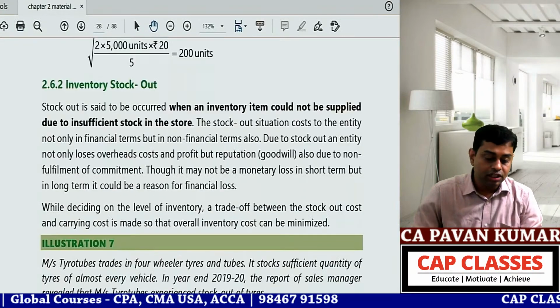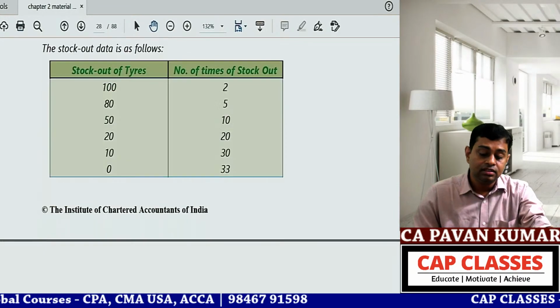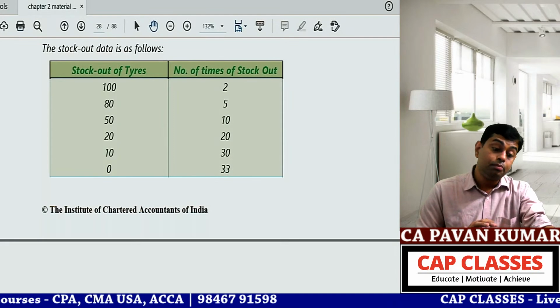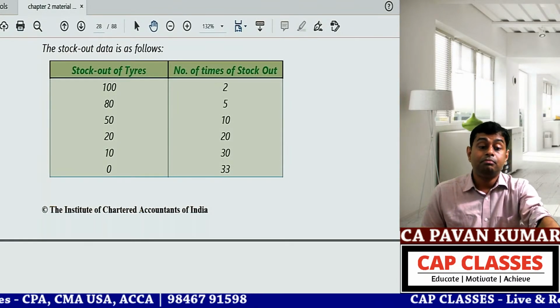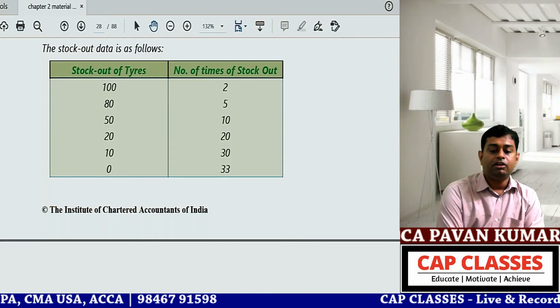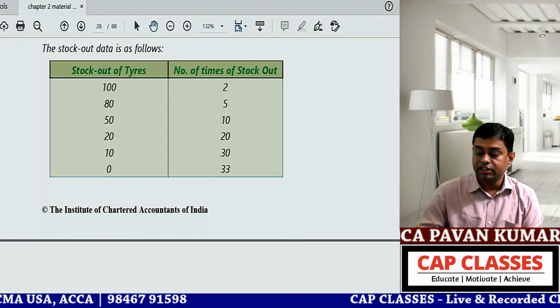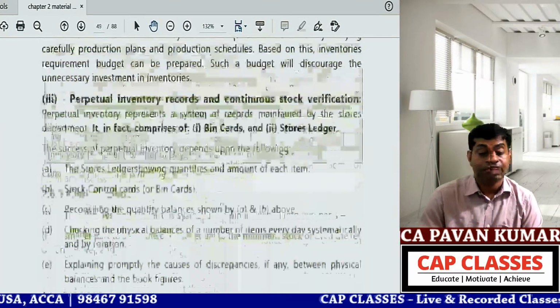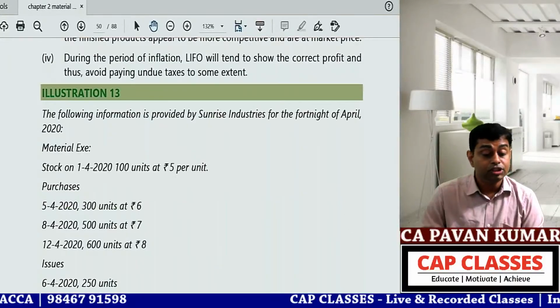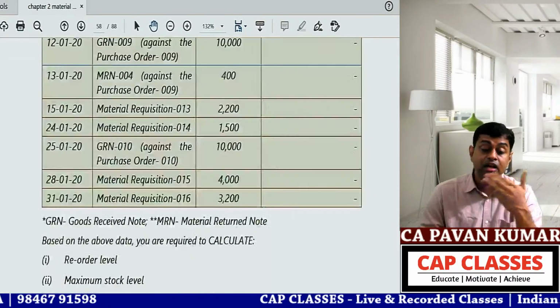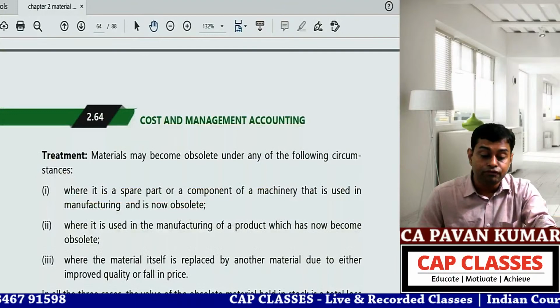Are we done with this question? Yes. So then there is a big problem, a conceptual problem based on stock out. Pavan sir, big problems we'll do tomorrow. Okay, but I'm not leaving you. We'll do some small practice problems in practice questions at the end of the chapter.